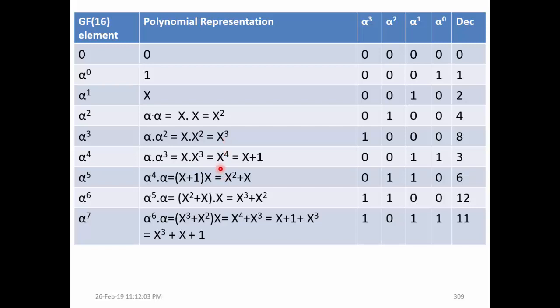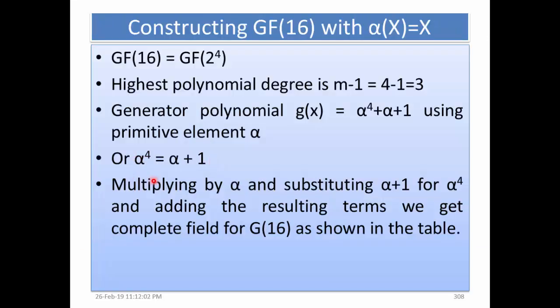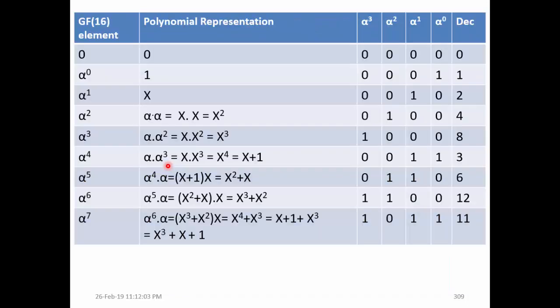But for alpha 4, we have got x to the power 4, which is greater than 3. So what we need to do is reduce this, and to get the value for x4 we use this irreducible polynomial. We first set the irreducible polynomial alpha 4 plus alpha plus 1 equal to 0, and then we find alpha raised to the power 4 is equal to alpha plus 1. So we simply put x4 is equal to x plus 1.